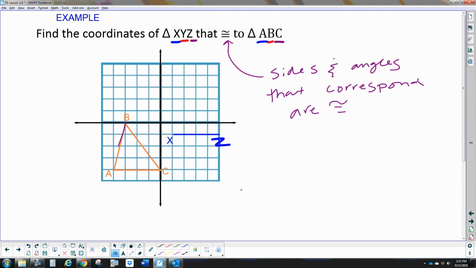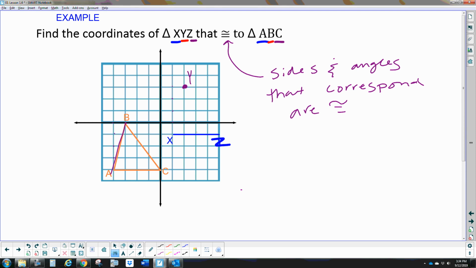So what we need to do to find the length of the segment is we need to count the rise, which is 4, over the run, which is 1. And that's exactly how we're going to plot that point. Okay, so we need to go up 4 and over 1. This is going to be point Y because point Y corresponds with point B.